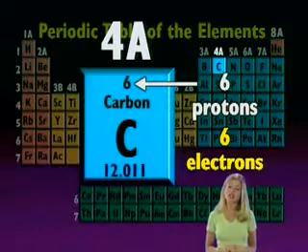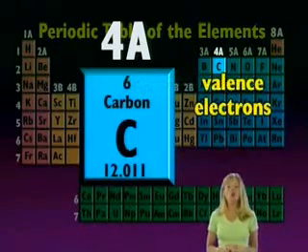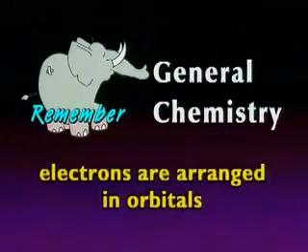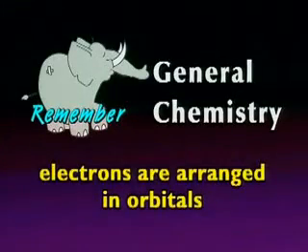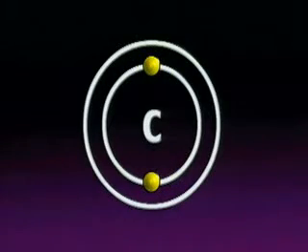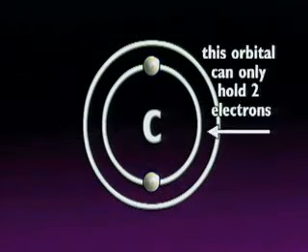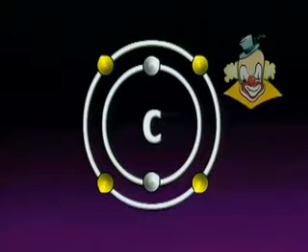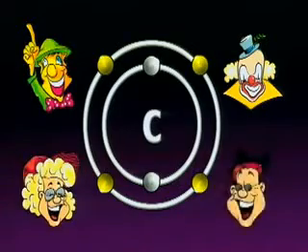But total electrons are different from valence electrons, which are the electrons that actually participate in reactions. You'll probably remember from general chemistry that electrons are arranged in orbitals. The first 2 electrons are in the orbital closest to the nucleus. This orbital can only hold 2 electrons, so the 4 remaining electrons move to an outer shell, where they can participate in all sorts of fun reactions.